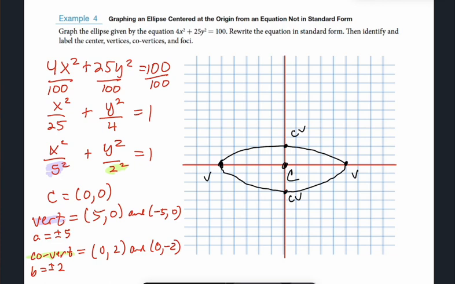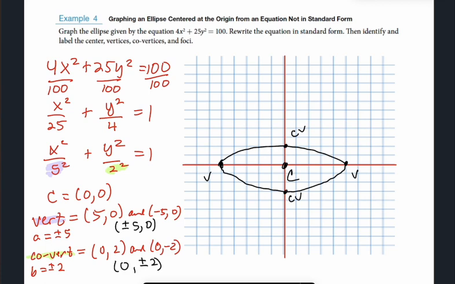So, like for the vertices, there's 5, 0 and negative 5, 0. Can't we just make it like plus or minus? Yes, that's a very good point. So I like that. One of the things you can note, and let me put it down here, you could write the vertices as plus or minus 5 comma 0, if you want to write that as a shortcut, that plus or minus notation. You can write that in that slightly different form if you want.